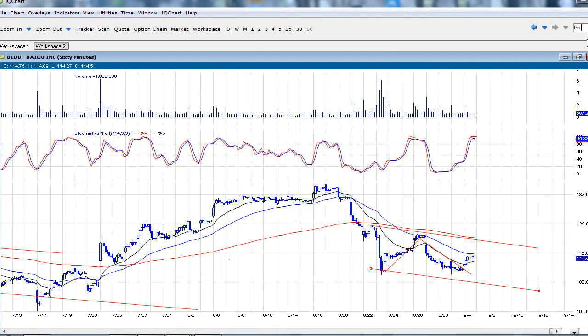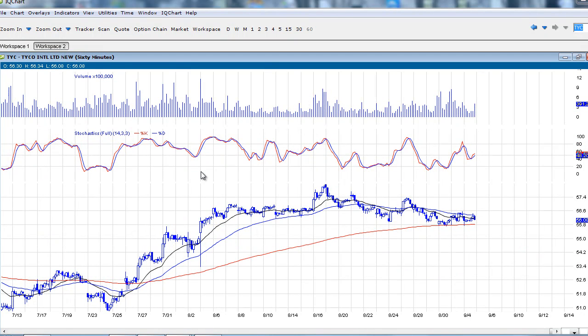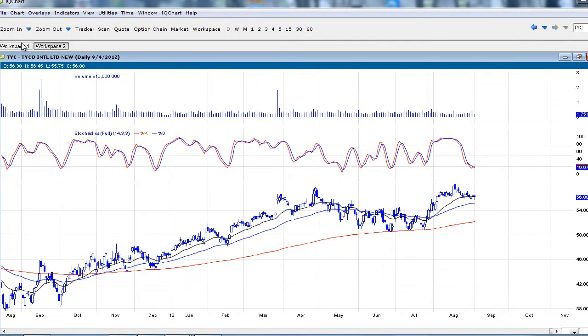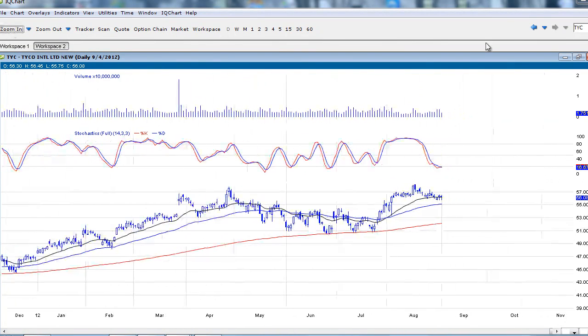And TYC is the last one I'm going to talk about. Why am I talking about it? I think it has a nice little flag. It's just recently off the lows. I'm curious to see if this is going to flag out. So these are some new stocks I want to start watching. Nothing really exciting, nothing like the Caterpillar today or the Baidu last week, but the Capital One Finance is ready to go.